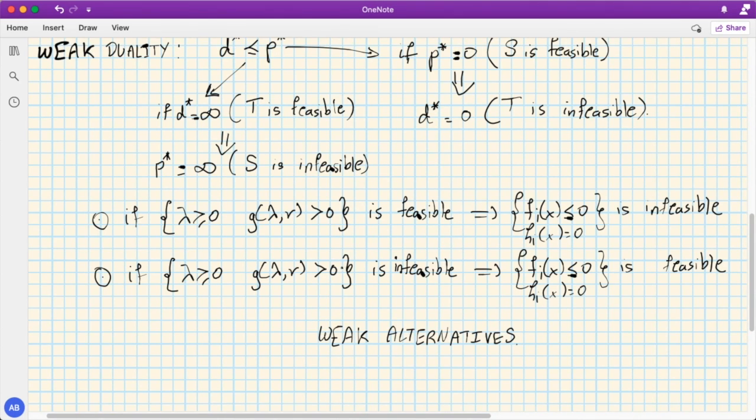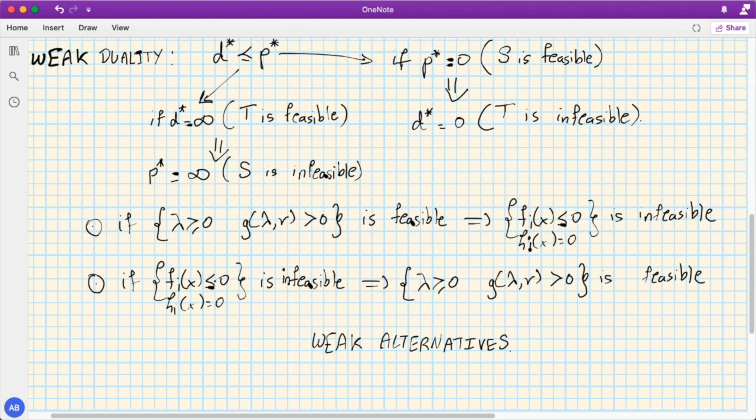And by the way, I have a mistake over here. This set should be here and this set should be here. I'm really sorry about that, and I'm going to correct it. Okay, so this is what we should have. Again, I'm sorry about that. Okay, so back to our discussion.